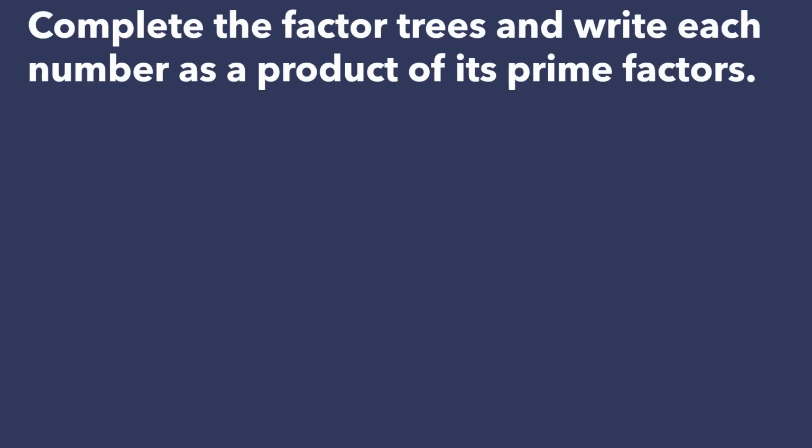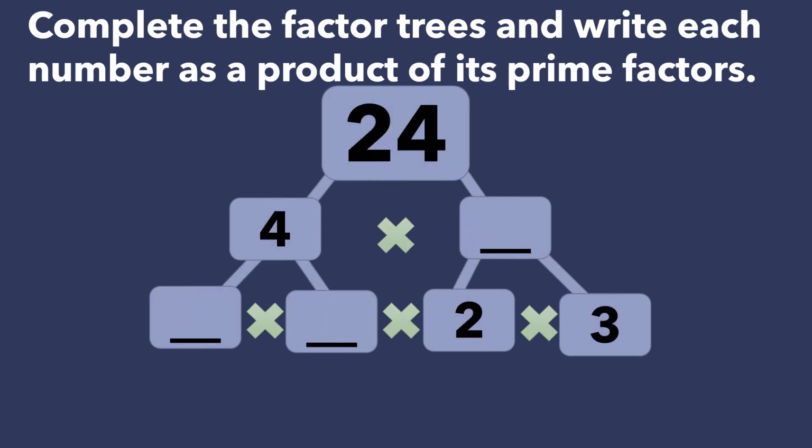Okay, good morning again, children. So, before we start our topic about greatest common factor, let us recall and complete the factor tree and write each number as the product of its prime factors. So, are you ready? So for number 1, we have 24. So what do you think is the number missing? Being multiplied by 4, the answer is 24.